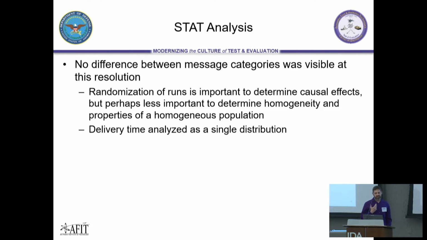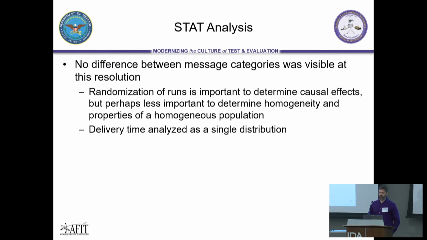So what can we do without randomization and with aliased factors and blocks? We might have very limited ability to attribute effects, but we might still be able to say when there is no effect. Okay? So there was no difference between message categories, especially at this resolution. Okay?